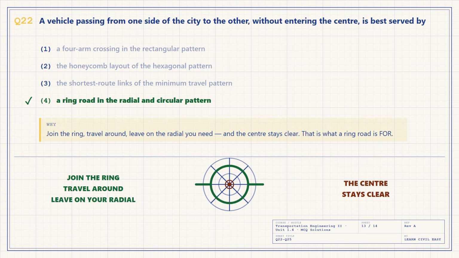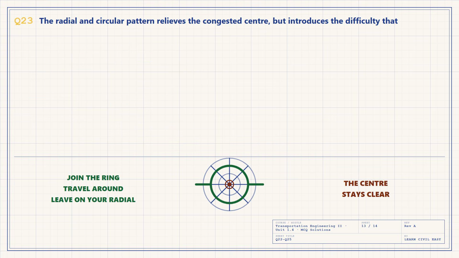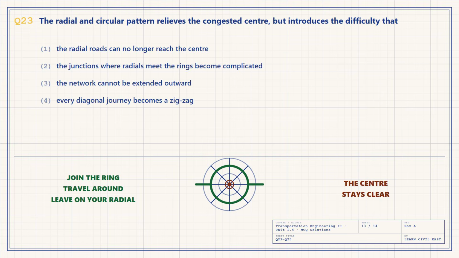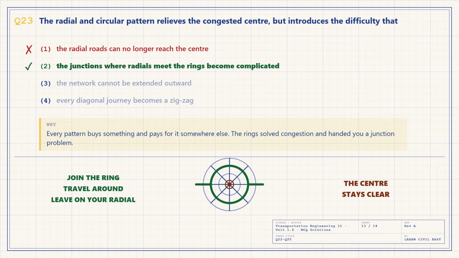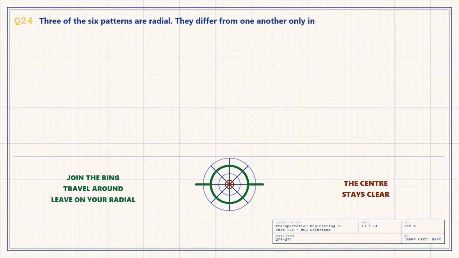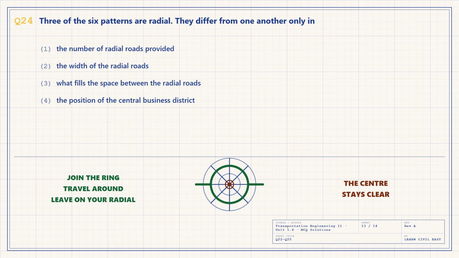Question 23. The radial and circular pattern relieves the congested center but introduces the difficulty that option 2, the junctions where the radial roads meet the ring roads become complicated, and this is the lesson of the whole topic in one question. Every pattern buys something and pays for it somewhere else. The ring solved the congestion problem and handed you a junction problem in exchange. Option 1, the radial roads can no longer reach the center, is false. They still do. Option 4 belongs to the rectangular pattern.